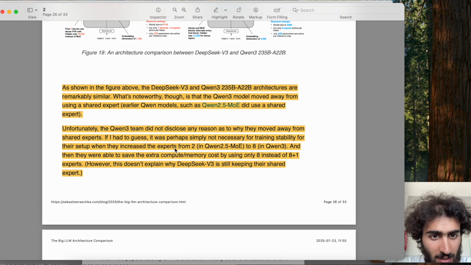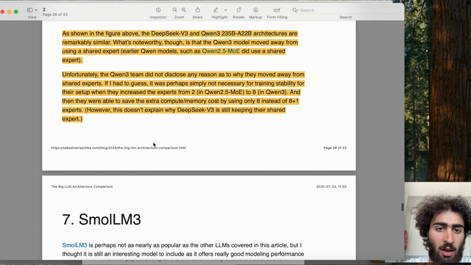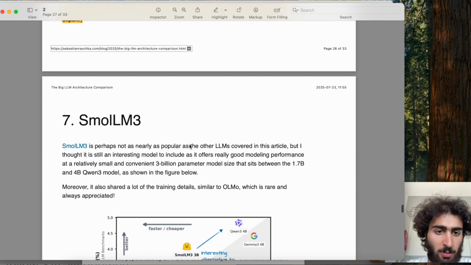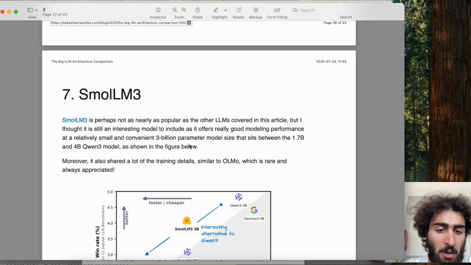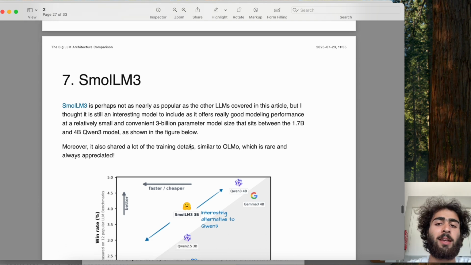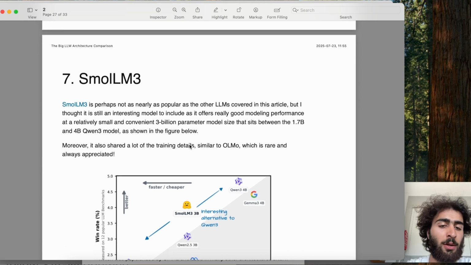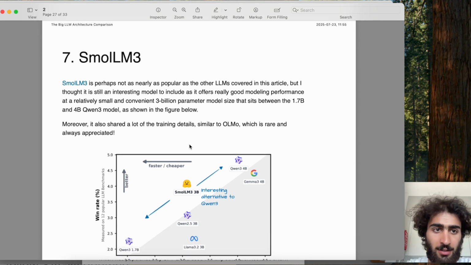If the author had to guess, he would say that it's due to improved training stability, and by moving from 2 experts to 8 experts from 2.5 to 3, it didn't really necessitate the extra one, and also, I guess, extra memory savings by using 8 instead of 9. But this does not explain why DeepSeek v3 is still using the shared expert, and in fact the Kimi K2 model also still uses the shared expert. Whether that's because they empirically see it as better performing or because they're just copying DeepSeek, that is unknown.